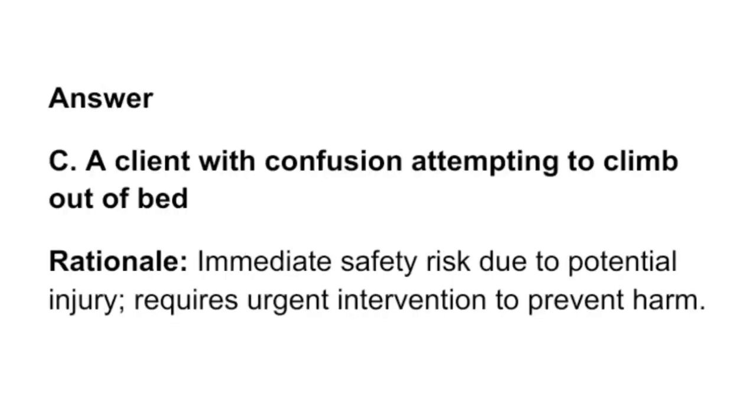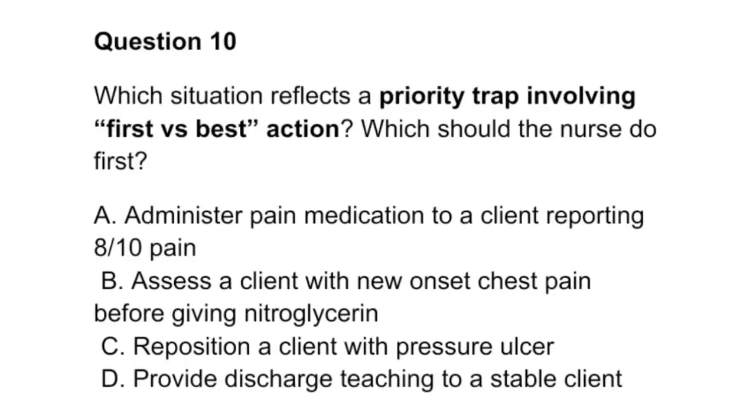Answer: C. A client with confusion attempting to climb out of bed. Rationale: immediate safety risk due to potential injury requires urgent intervention to prevent harm. Question 10. Which situation reflects a priority trap involving first versus best action? Which should the nurse do first?